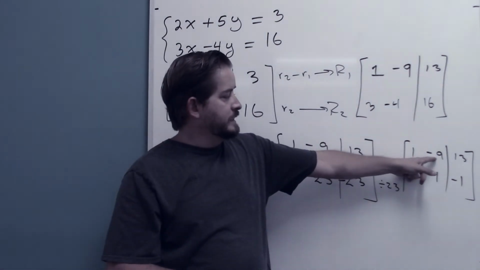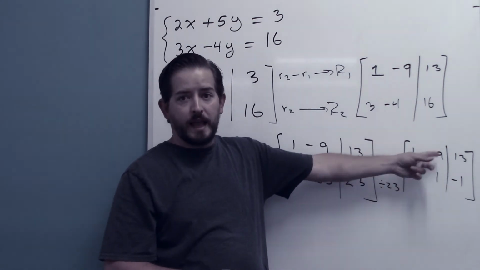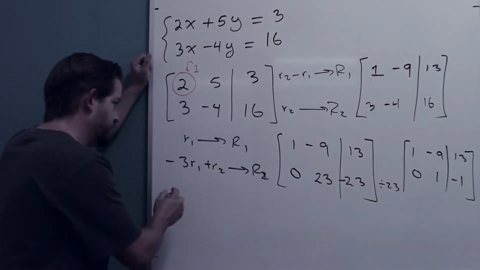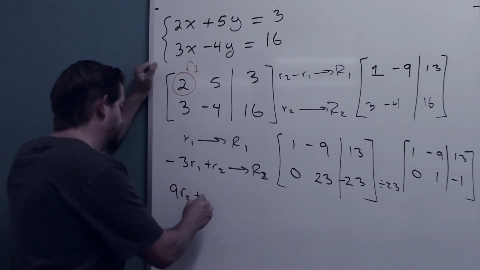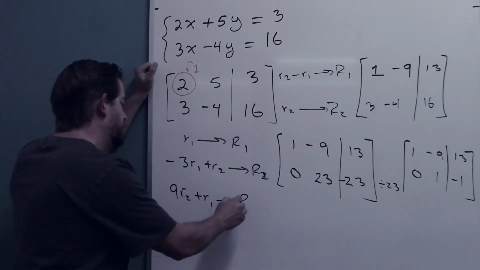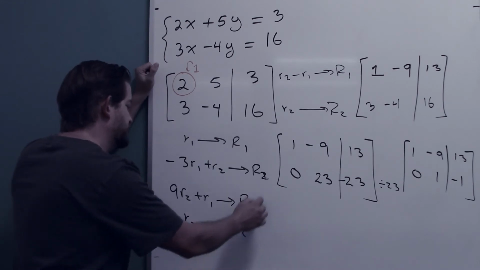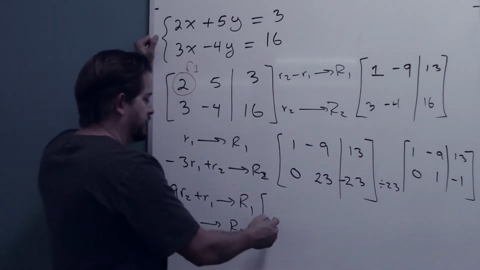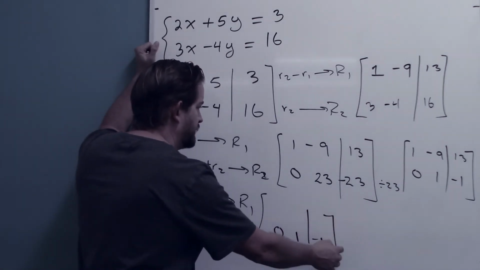Next thing I want is this negative 9 to be a 0, so I'm going to take 9 times the bottom row and add it to the top row. So that is to say 9 row 2's added to row 1 becomes my new row 1. And row 2 becomes row 2. Doesn't change. So row 2 is the same, 0, 1, negative 1.